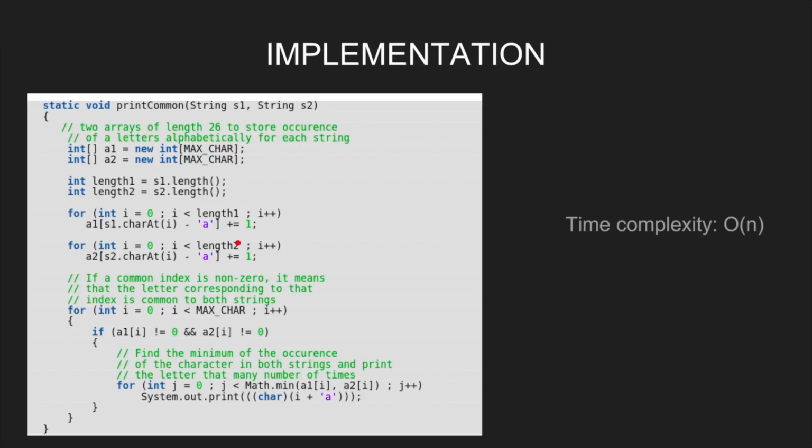Now, if a common index is non-zero, it means that the letter corresponding to that index is common to both strings. That is, if A1[i] is not equal to 0 and A2[i] is not equal to 0, then find the minimum of the occurrence of the character in both the strings and print the letter that many number of times.